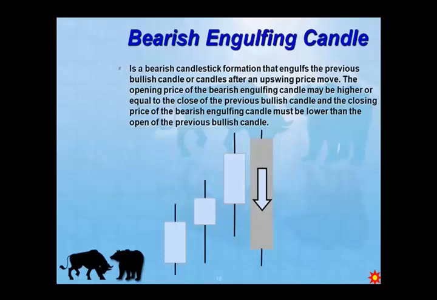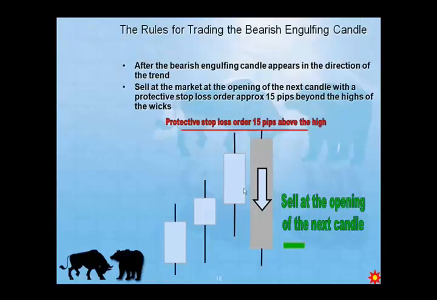A bearish engulfing candle, same thing, just inverse. The market was rallying up. It was a bullish candle, and then we have a bearish candle which is covering the prior body. It only has to cover the prior body. If it covers more than one body, obviously it's a stronger signal. You just want to make sure that this is U-turning, and this would be a sell signal. The same rule applies. We sell at the opening of the next candle. We place our stop 15 pips above.